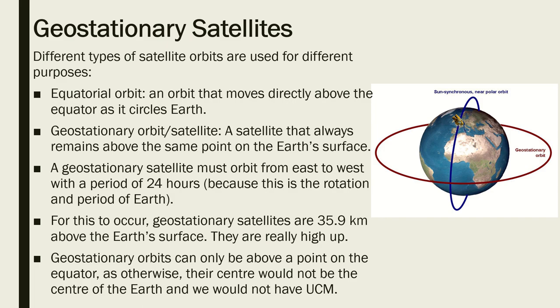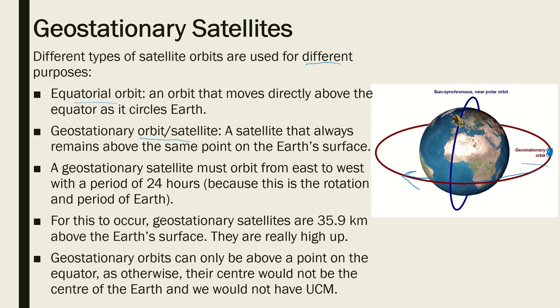So, obviously different satellites are used for different purposes. Now, an equatorial orbit is simply an orbit that moves directly around the equator. So this one over here is moving directly around the equator. That's an equatorial orbit. Now, a geostationary orbit or satellite is a satellite that remains fixed in the exact same point. So this satellite remains fixed at this point. Now, the only way it can remain fixed here is if its speed matches the speed of the rotation of the Earth. So a geostationary satellite must orbit from east to west, so in this direction, because that's the way the Earth spins.